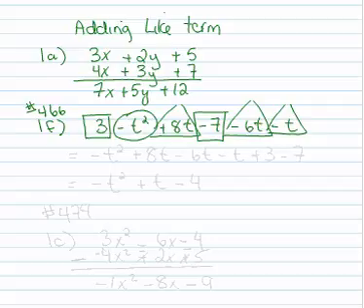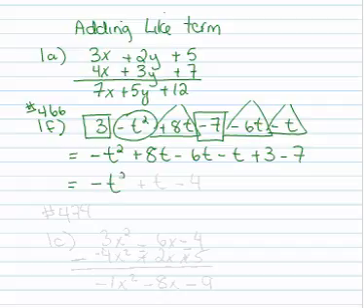Now, after doing this step, all you do is write all your circles, triangles, and then boxes together. So my next row would be negative t squared, so that's my only circle. My next triangle would be plus 8t minus 6t minus t. And then I'm going to do my boxes, plus 3 minus 7. Okay, now I'm not done collecting like terms yet.